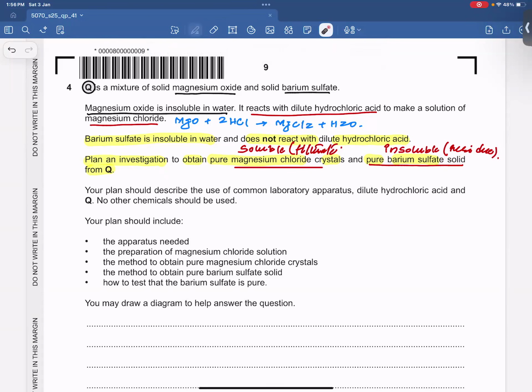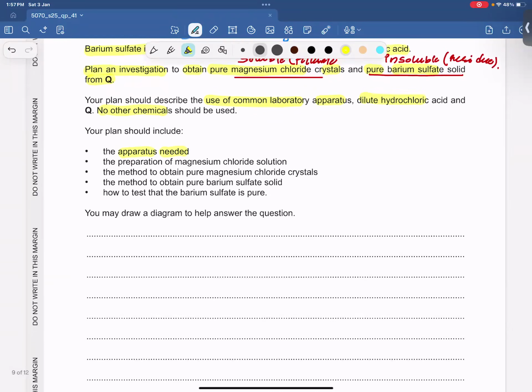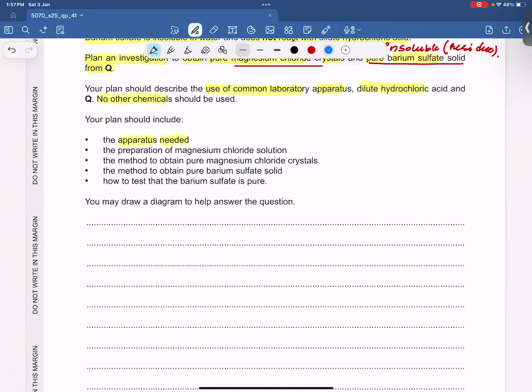All right. Your plan should describe the use of common laboratory apparatus and dilute hydrochloric acid, no other chemicals should be used. Your plan should include the apparatus needed. So let me talk about them one by one.